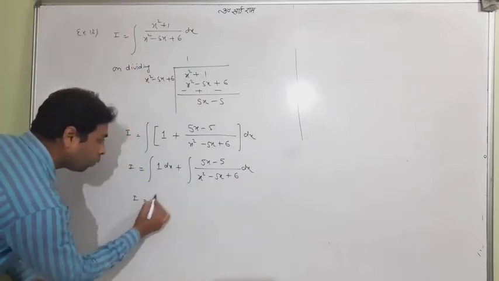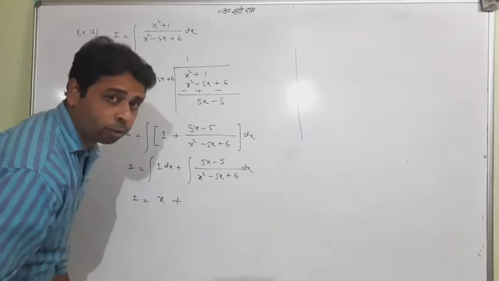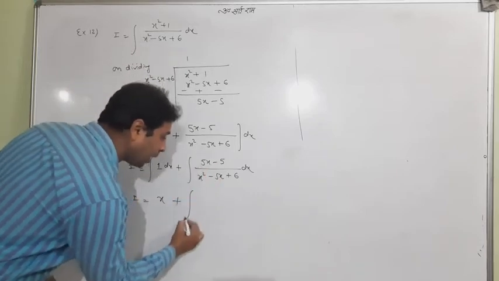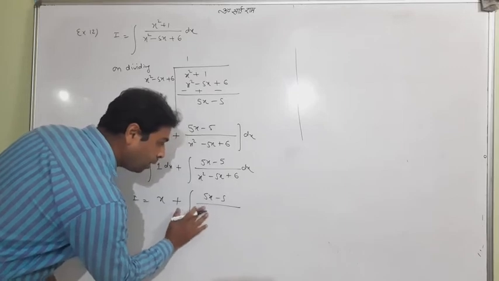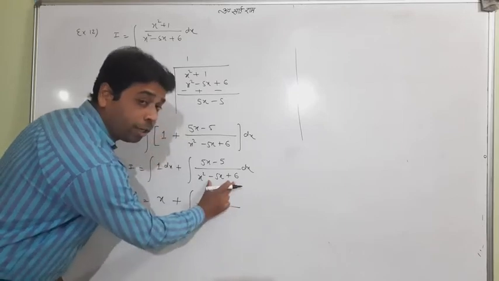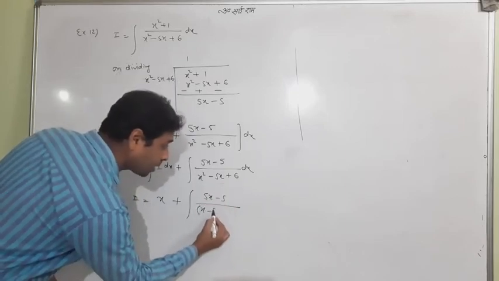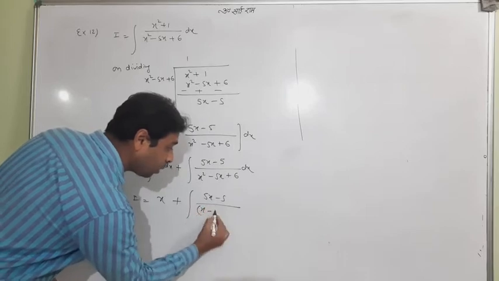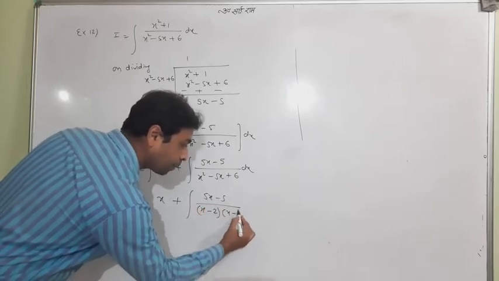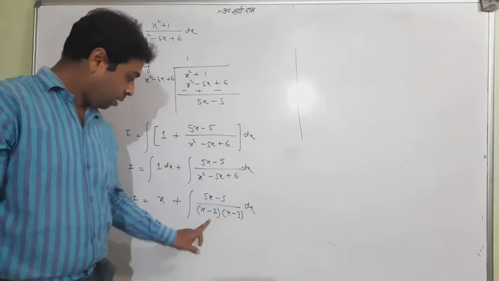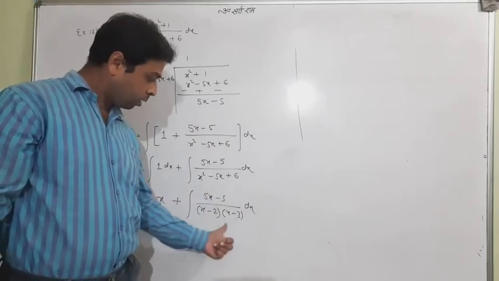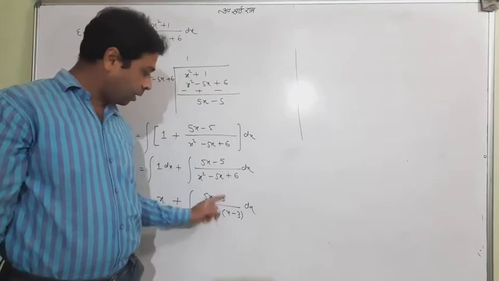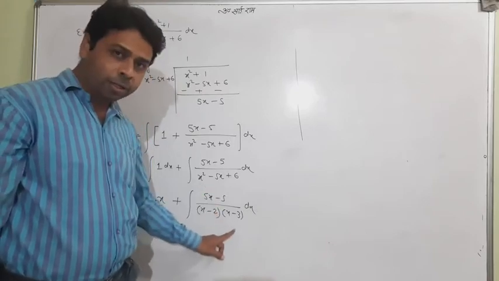So 1 has integration x, no matter at all. 5 you can take out common, otherwise let it be the same, no matter at all. And look at the denominator, this is actually x minus 3 and x minus 2. What I have done is resolve it into factors. Actually I split and separate it into the two factors.